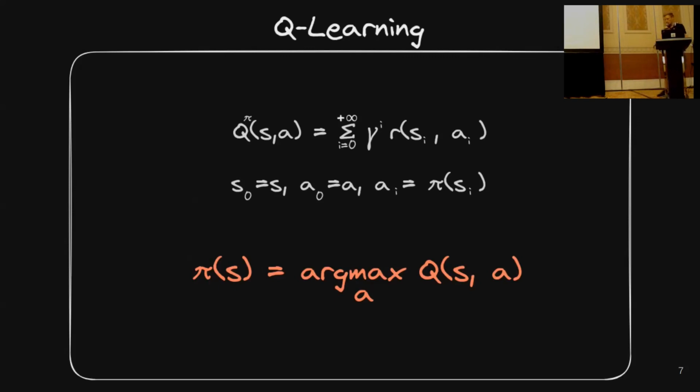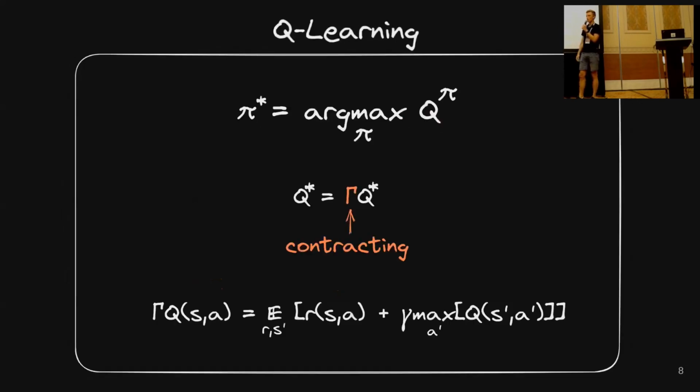Now, the key player in the theory of reinforcement learning is this Bellman operator, denoted by gamma, which acts on Q functions. And the optimal Q function is defined as the stationary point of the Bellman operator. The Bellman operator is nothing else but this expression here. It's an expectation of the reward plus gamma max of Q. So when we apply it to Q, we evaluate this expression, and this gives us the next iteration. So at convergence, we have this equality that Q star equals gamma Q star.